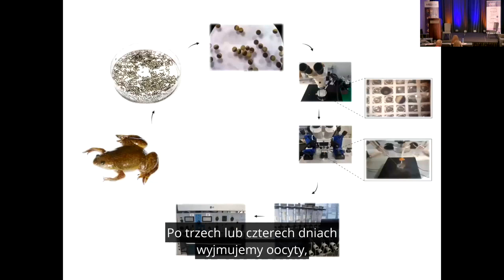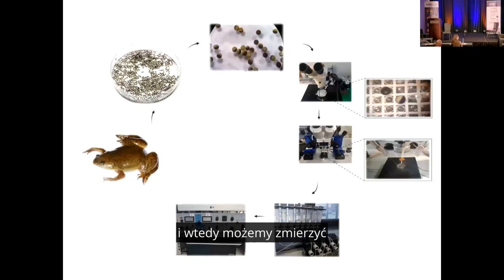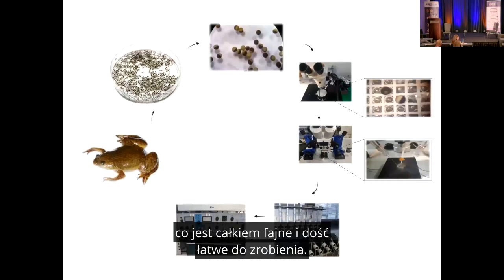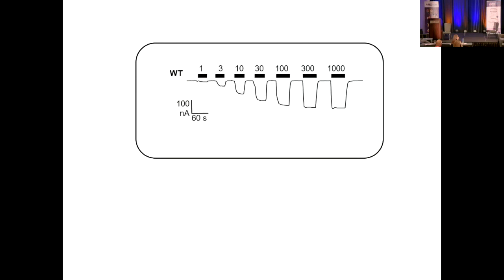After 3 or 4 days, we take out the oocytes, put them in a barrel, stick 2 needles within it, and then pour different chemicals on top of it. We can then measure how the AMPA receptor is functioning, which is pretty cool and fairly easy to do.